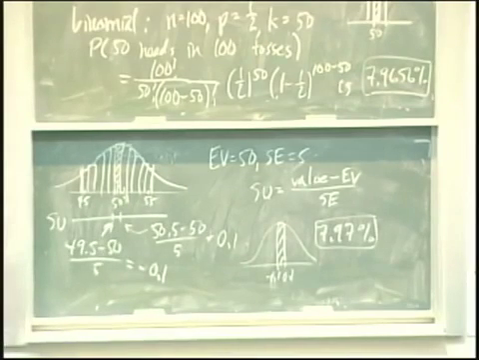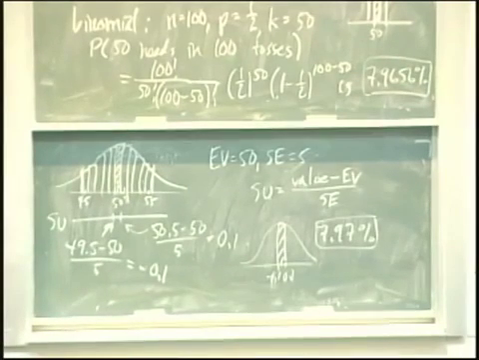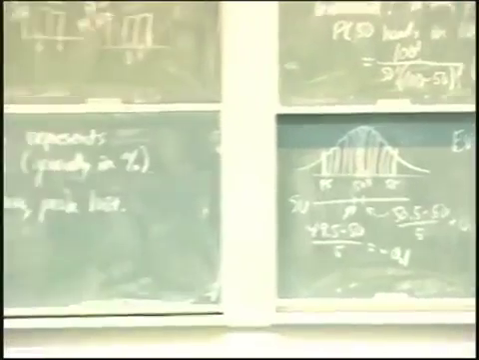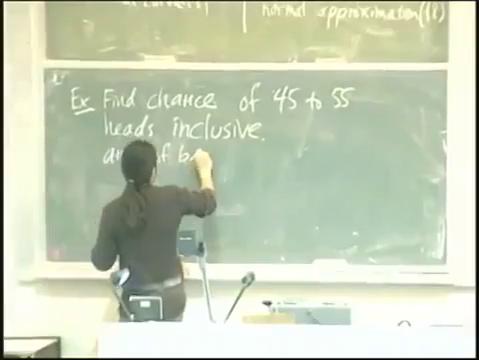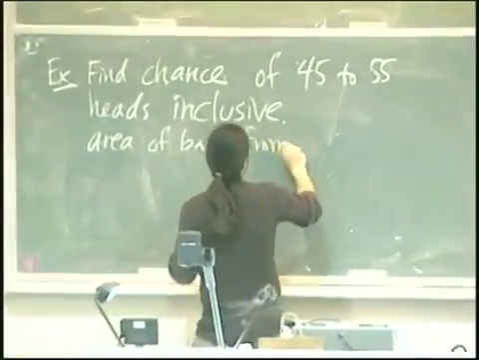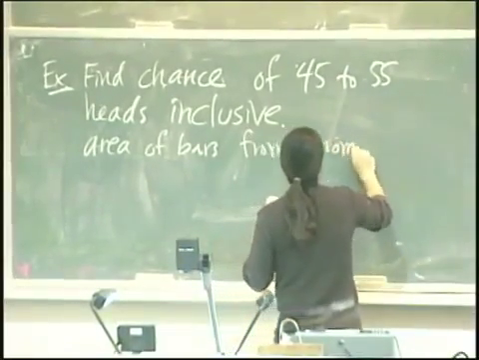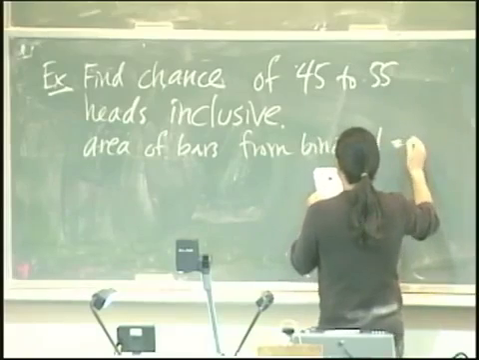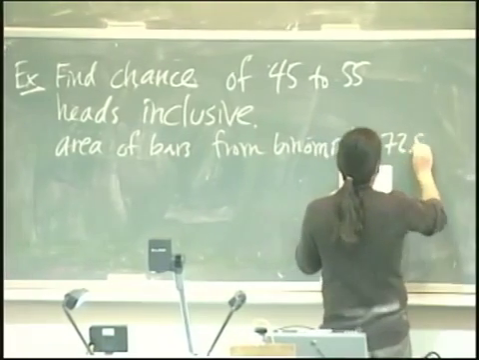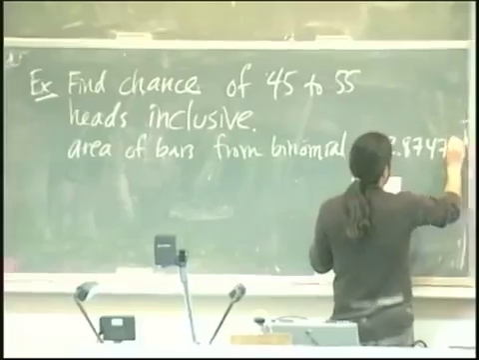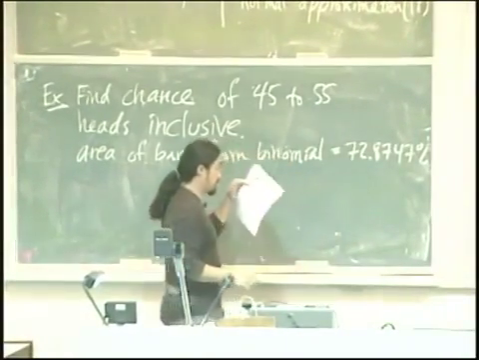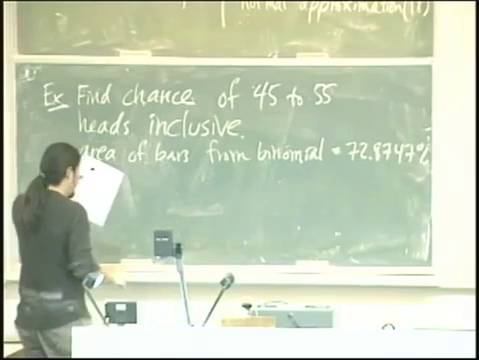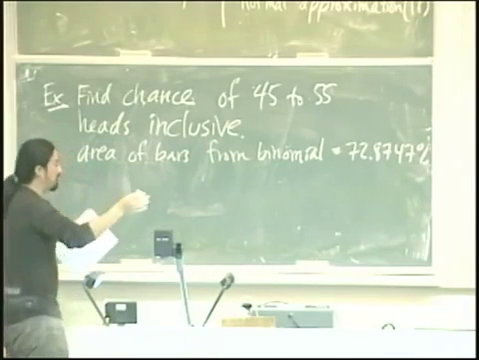I'd get the right answer. And I did that. And the area of the bars from the binomial is 72.8747%. Okay? So like I said, that's sort of the truth. That's the right answer. That's the sum of all those bars.